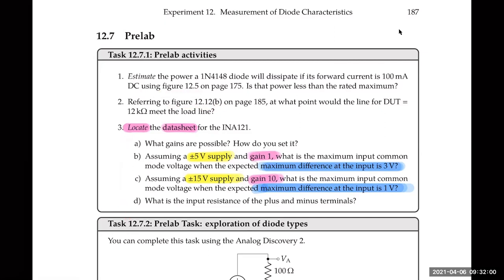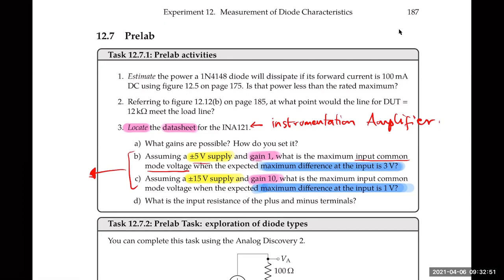Question 3, you have to look up the data sheet of the INA121. This is the instrumentation amplifier. It's asking you a bunch of questions that you should be able to answer based on the data sheet. So for these two tasks, question B and C, it asks you about the input common mode voltage given different conditions. There are two graphs in the data sheet that you can use to get the answer to these two questions.